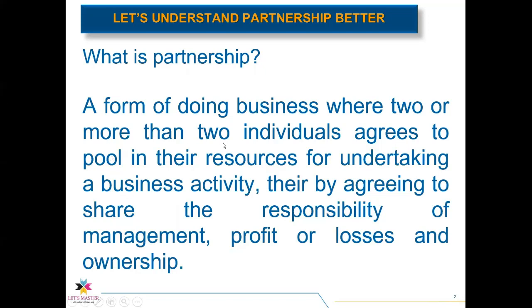So depending on this definition, there are a couple of things which are very clear. The first one is two or more than two individuals. So if one person is carrying out a business and claims that I'm carrying out the business as partnership, no, that's not possible.